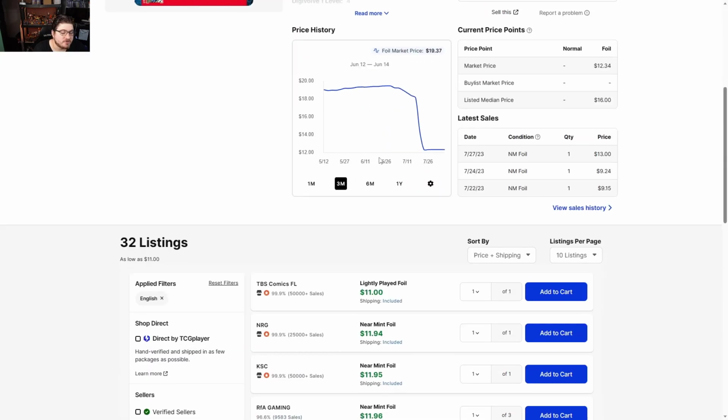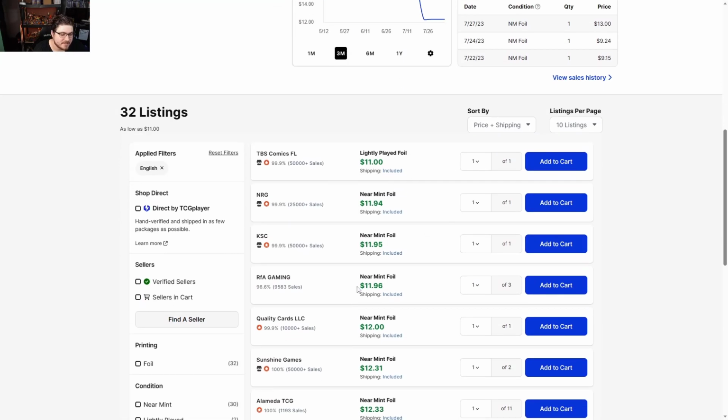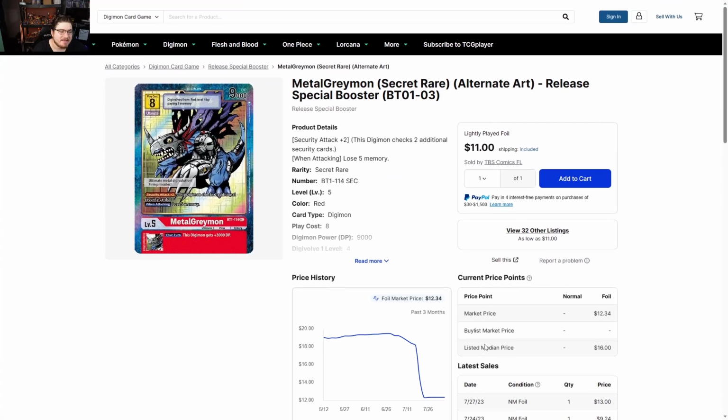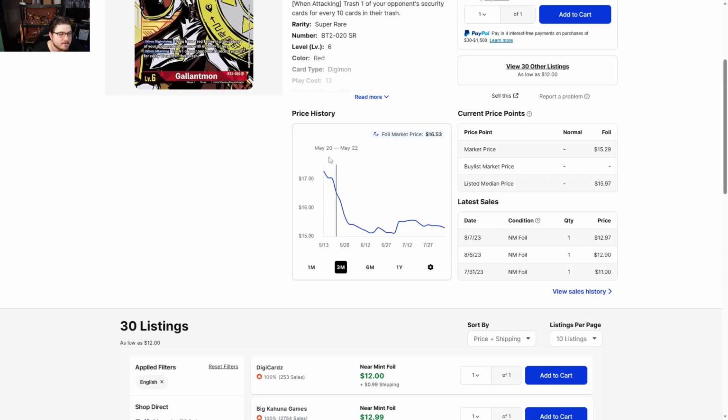Metal Greymon secret alternate art, just holding off. It's sometimes good just to take a look at stuff like this. You got RFA Gaming. It's got like $12, 3 copies. I mean, this is really only played in Mugen, if you even play it at 1, so it's just up to you here, just the special. Europe side looking like 20 euros, 20 euros, 22 euros, 23 euros 34 cents, just what it is.